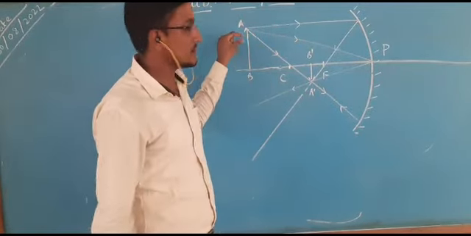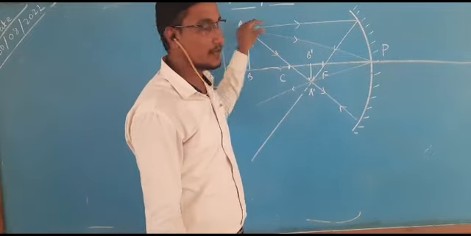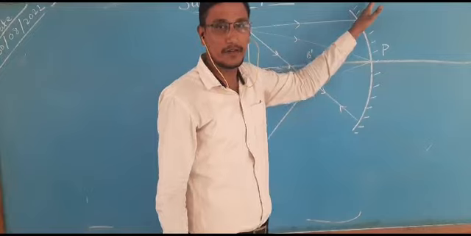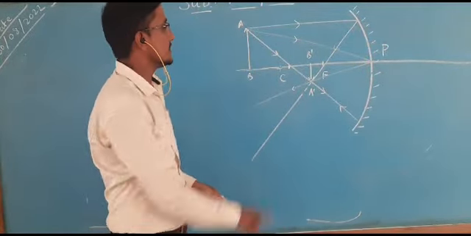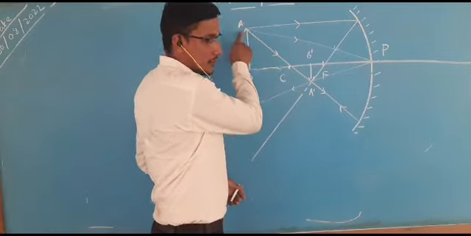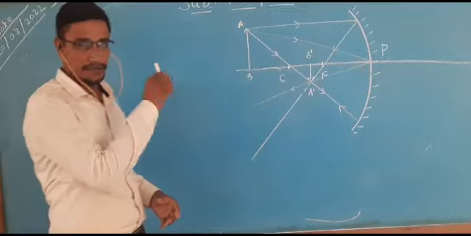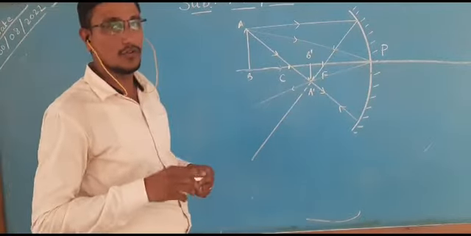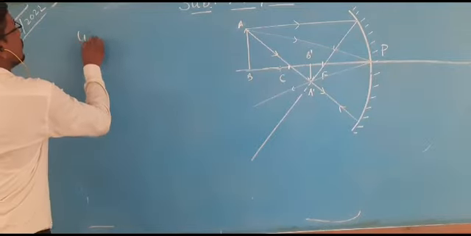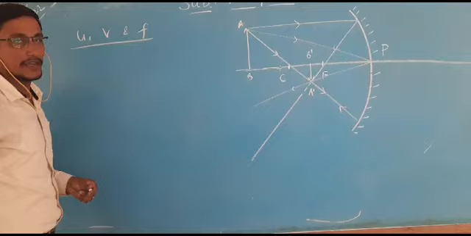The first ray to the concave mirror, as we know, passes parallel to the principal axis. Then after reflection, it passes through the focus. And the second ray should be perpendicular to the curvature. These are the ray diagrams. Now today we are going to discuss the relation between u, v and the focal length.